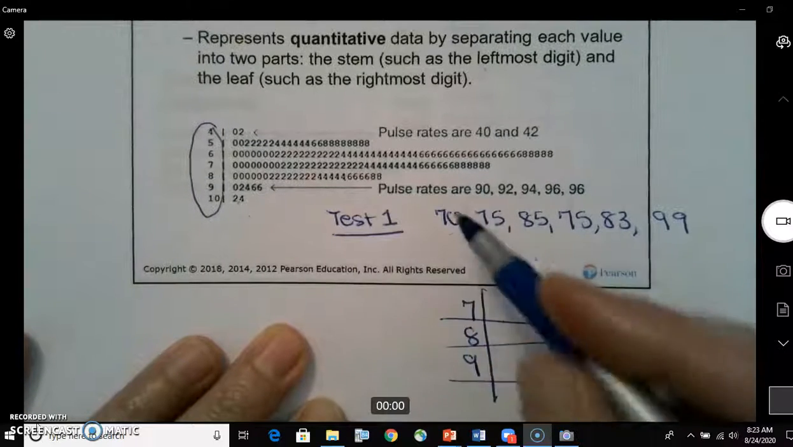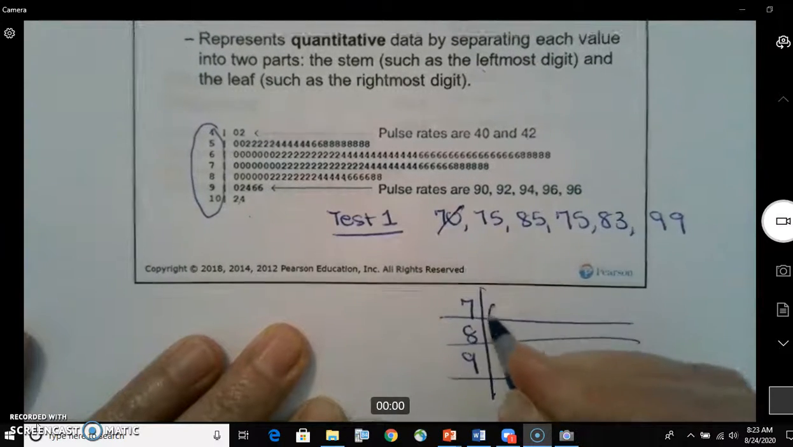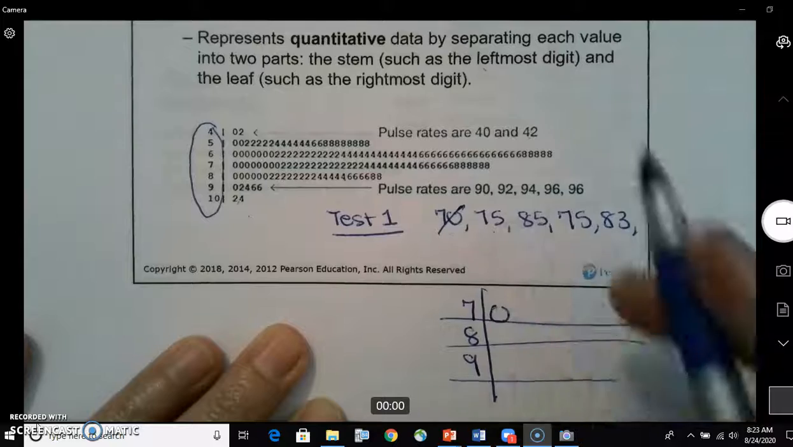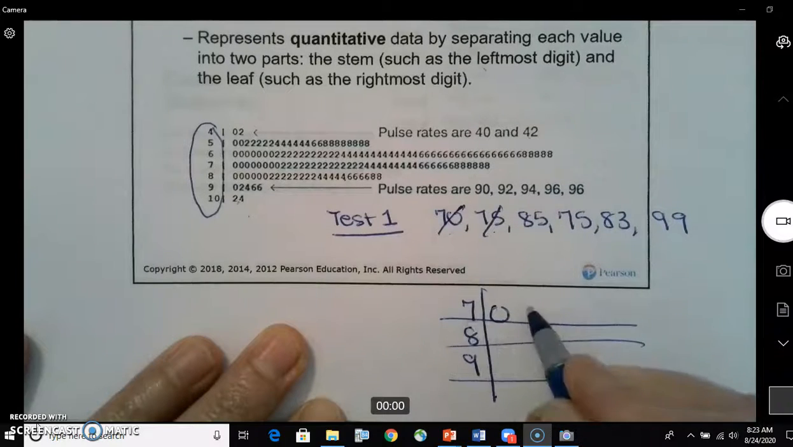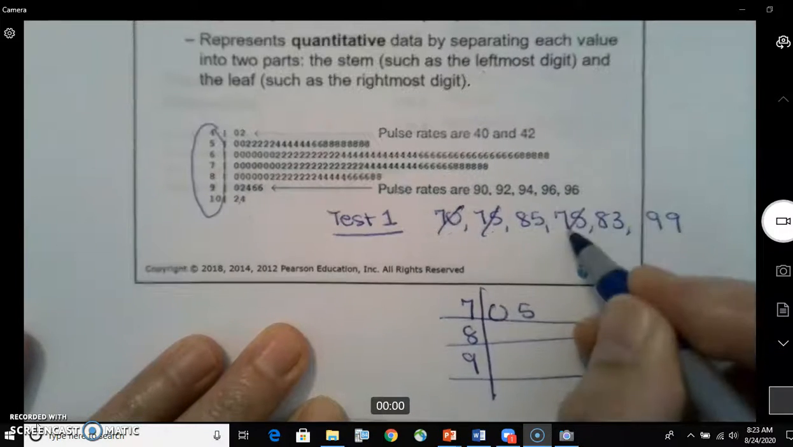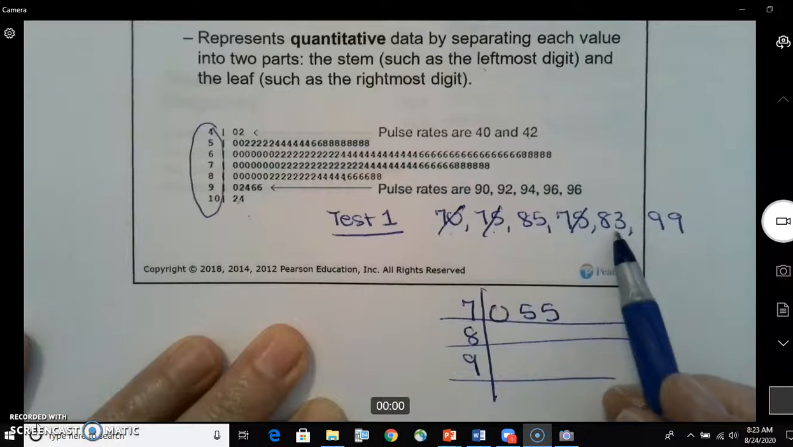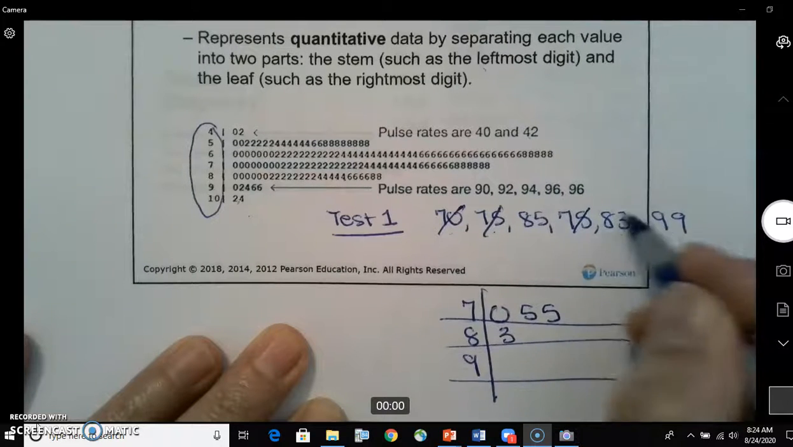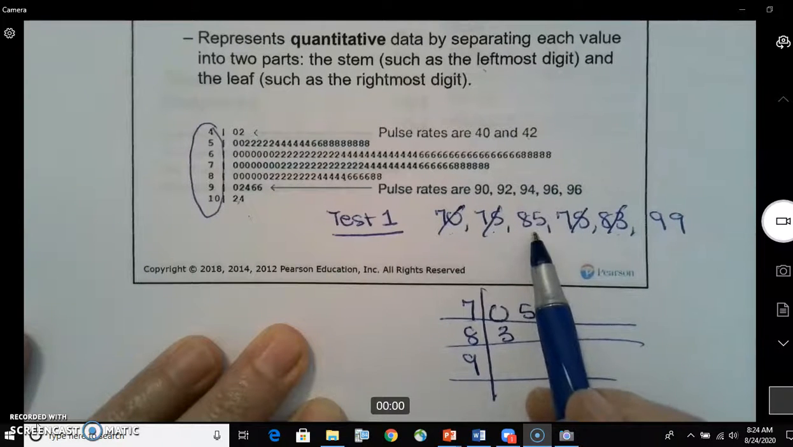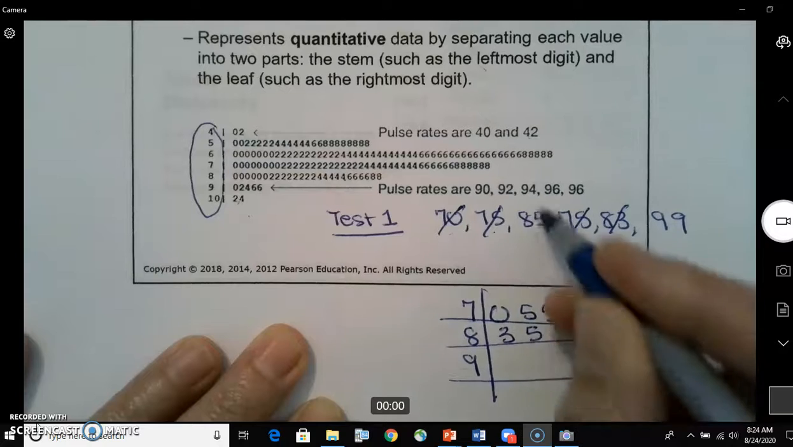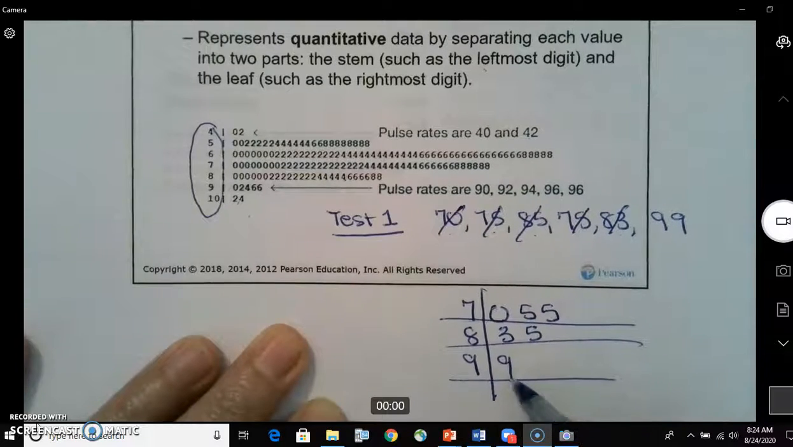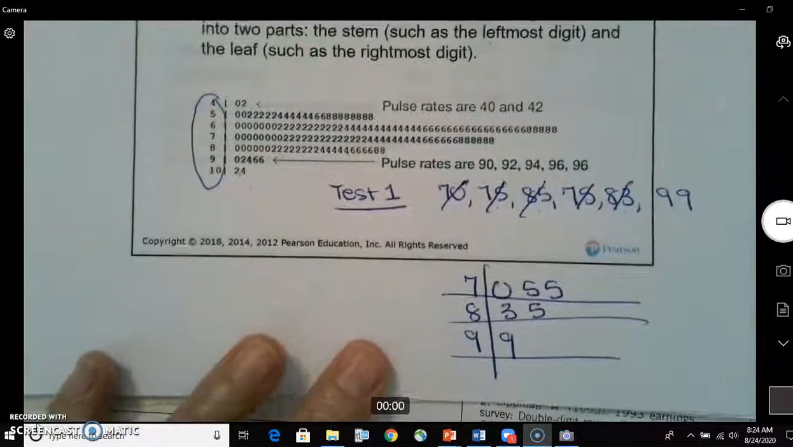Looking at the lowest score, it would be 70. The next one would be 75. So again, here's the 70, here's another 75. And then the next one would be 83, 85, and then 99. Okay, so that's just an example of a quick stem and leaf plot.